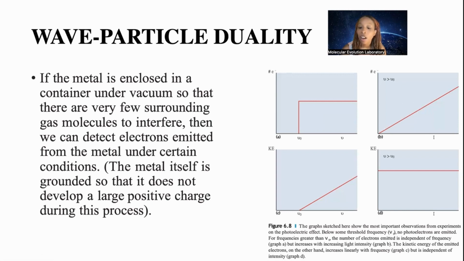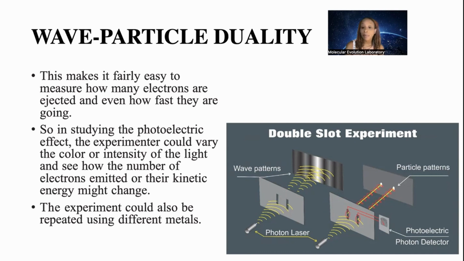The kinetic energy of the emitted electron, on the other hand, increases linearly with the frequency. So if you have the electron bouncing off the metal, which would create some form of kinetic energy, there's a linear increase with frequency, as you can see in graph C, but it is independent of intensity. This makes it easy for us to measure how many electrons are ejected and how fast they are going.